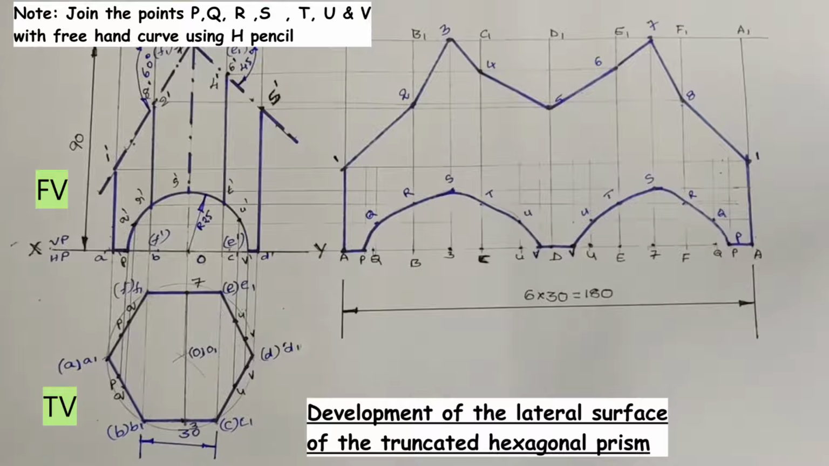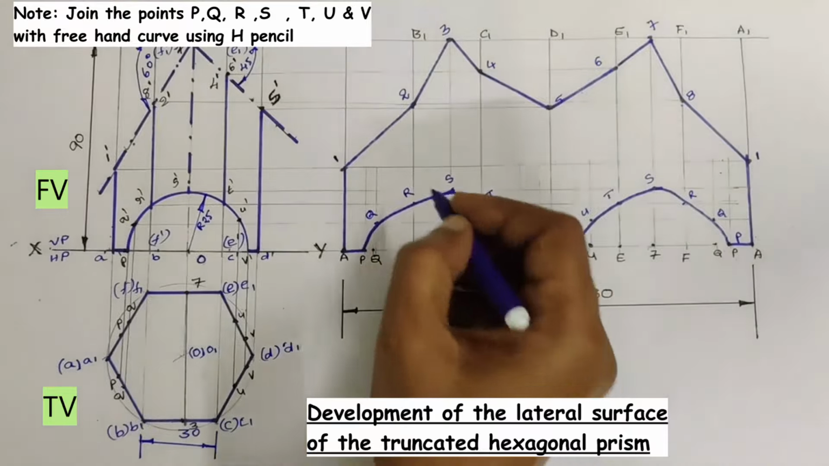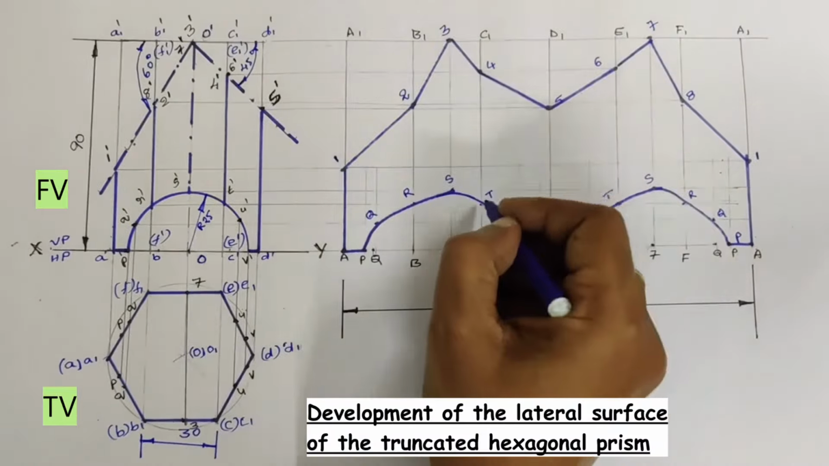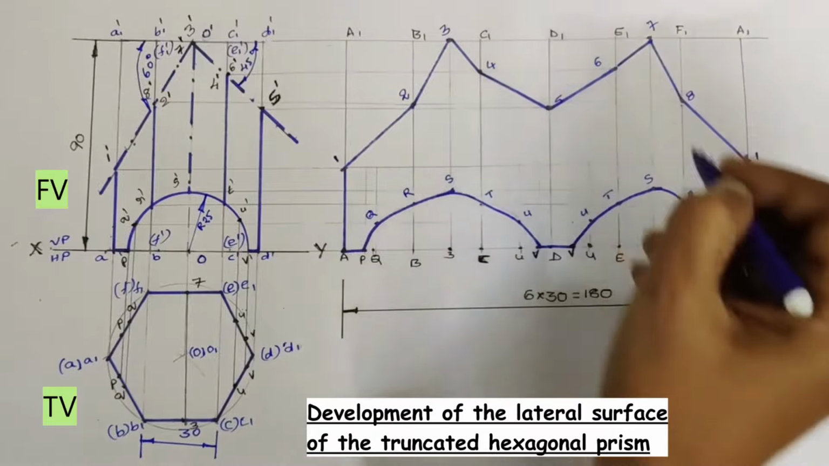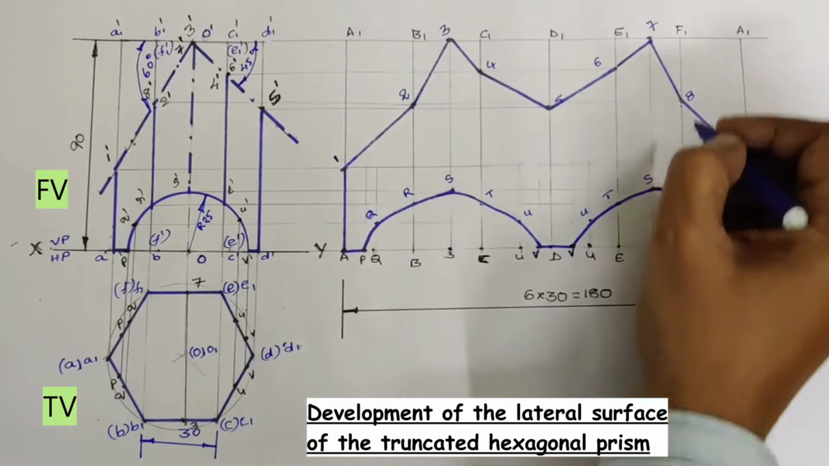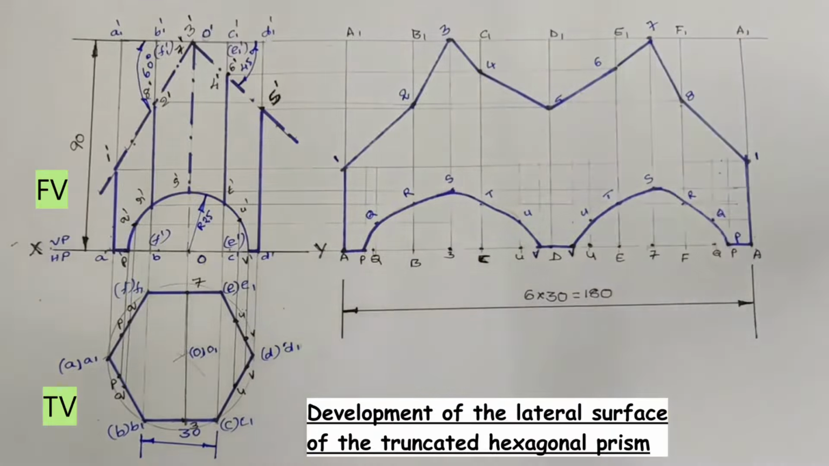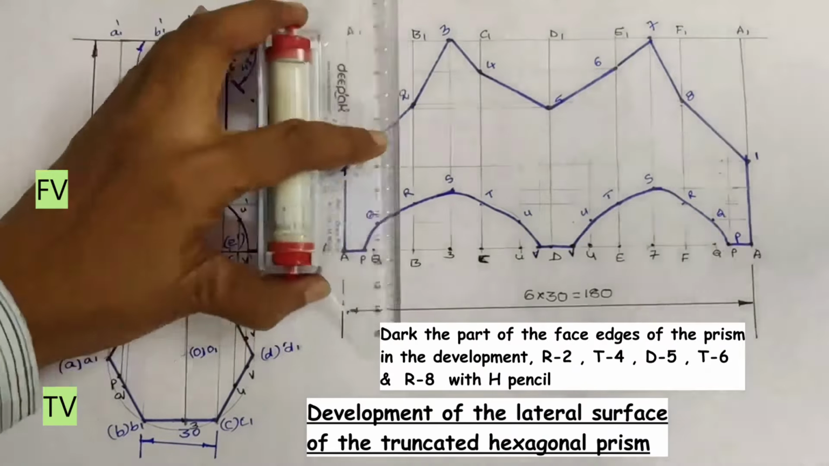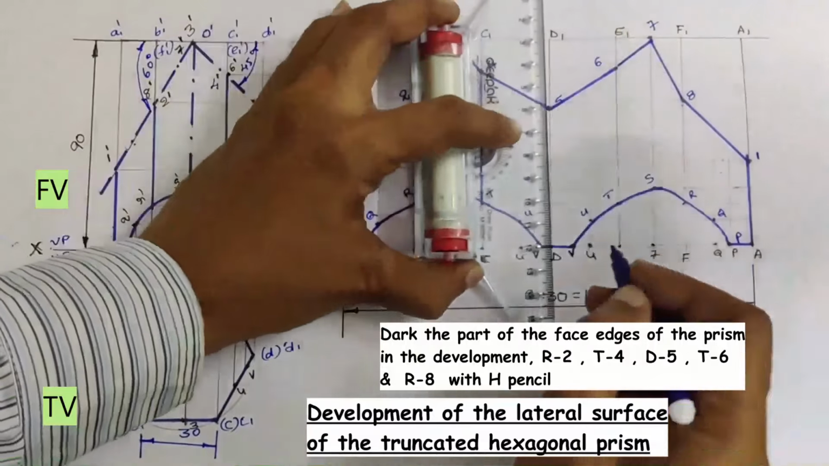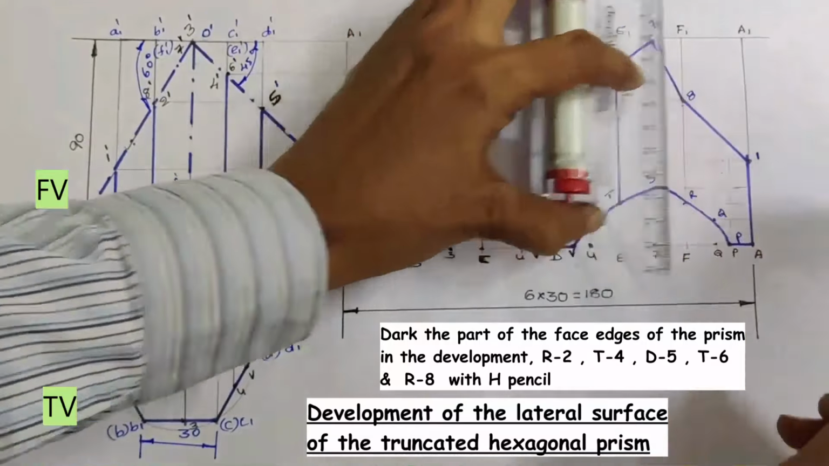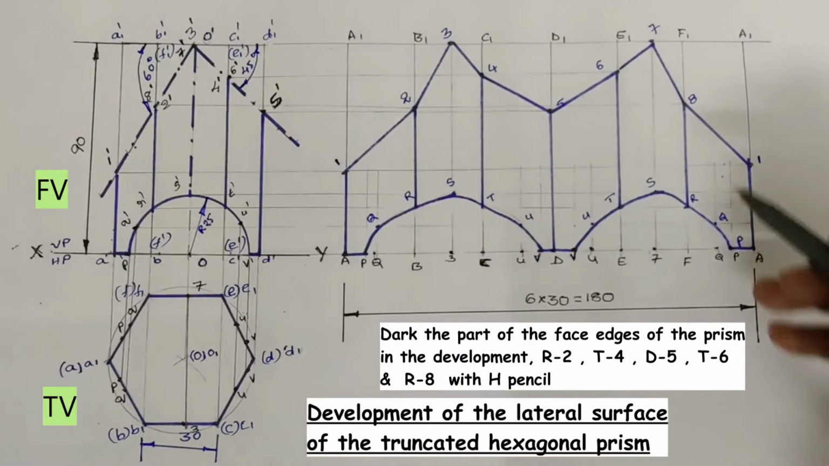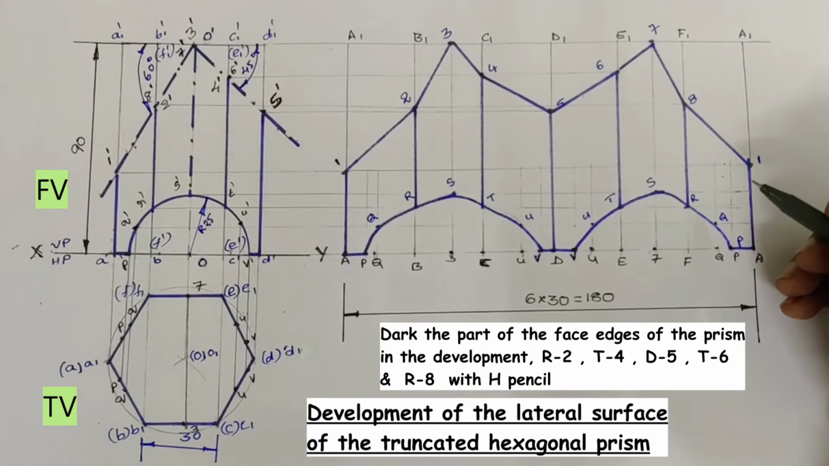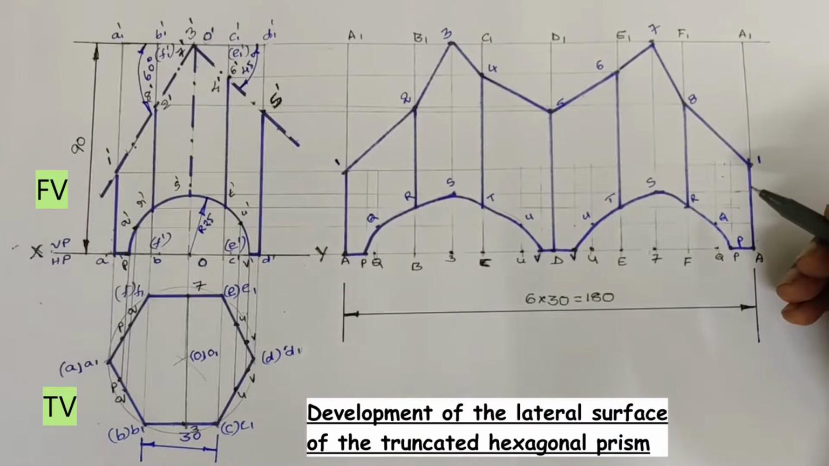Then darken the part of the hexagonal prism face edges, say R to 2, T to 4, D to 5, T to 6, R to 8 with H pencil. That is, we need to draw dark lines. This is the required development of the truncated hexagonal prism with 3 section planes.